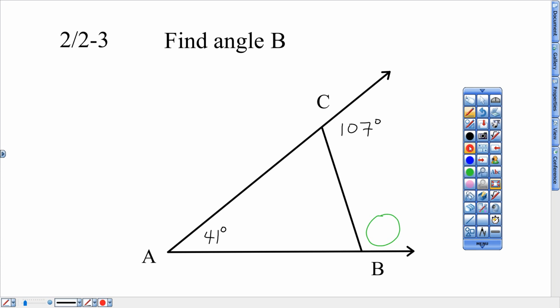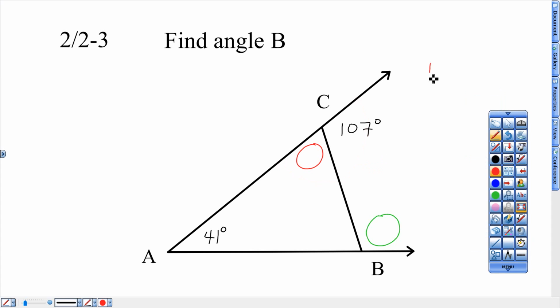All I do is find this angle right here, knowing that this 107 plus this unknown angle is going to add up to be 180. So to find that unknown angle, you take 180 and you subtract that 107 from it. That will give you the number that will have to be added to 107 to get that total of 180. So that's what we're doing, taking away 107 from 180. That gives me 73 degrees.